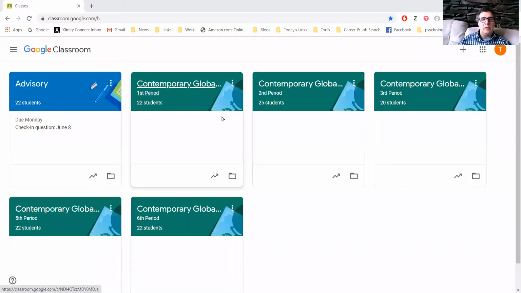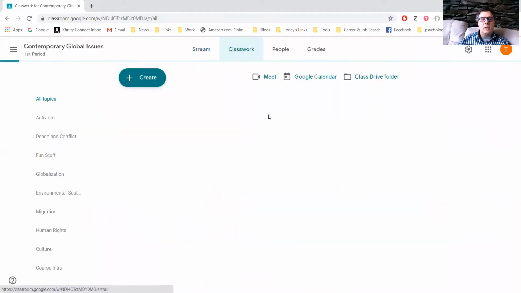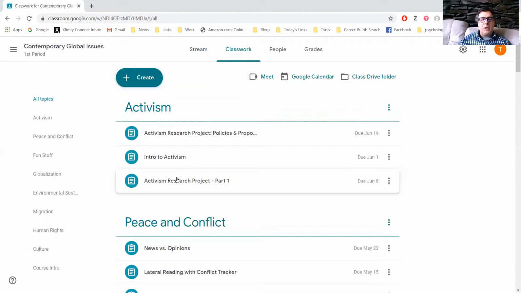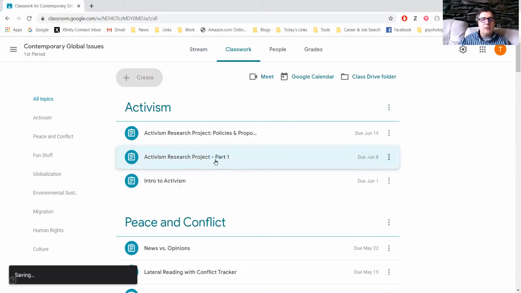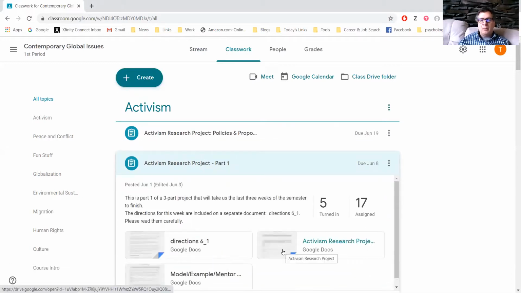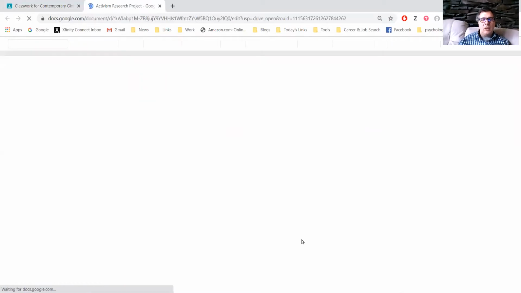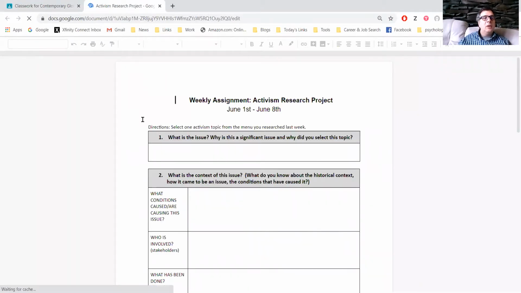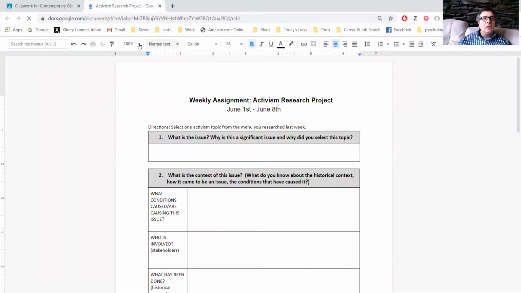Okay, so here we have Contemporary Global Issues on the Classwork tab, Activism. So the Activism Research Project 1, that's where it should be. And if we open it up, here is the form you need. Okay, so taking a look at this, make it a little bit bigger.